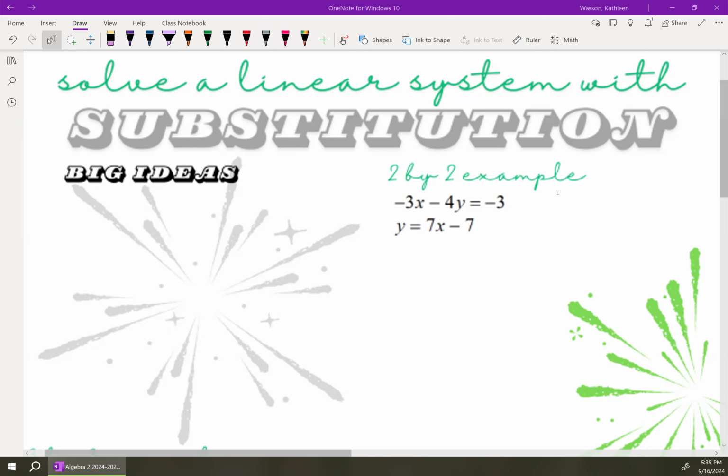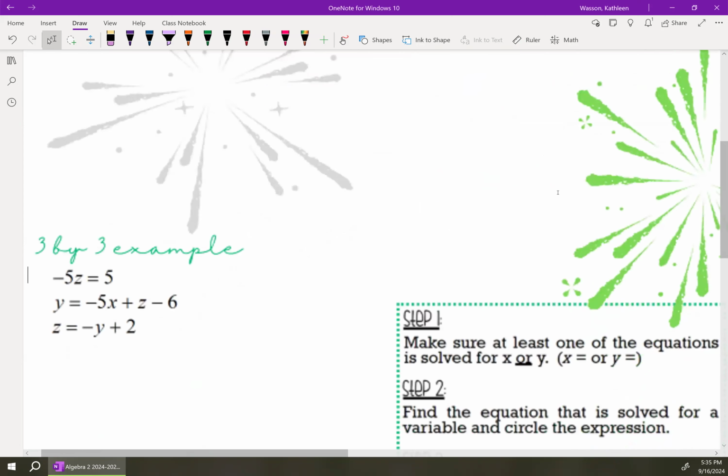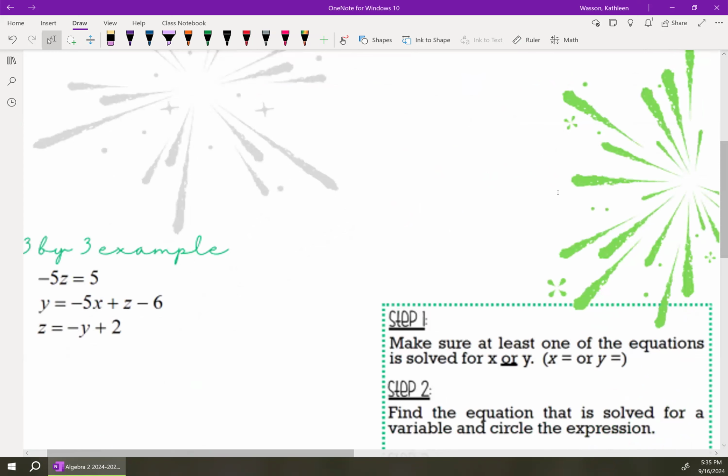I'd like to explain how to use substitution to solve a system of linear equations. I have an example that's 2 by 2. For this one, I have 2 equations and 2 variables. I also have a system that is 3 by 3. For this one, I have 3 equations and 3 variables.